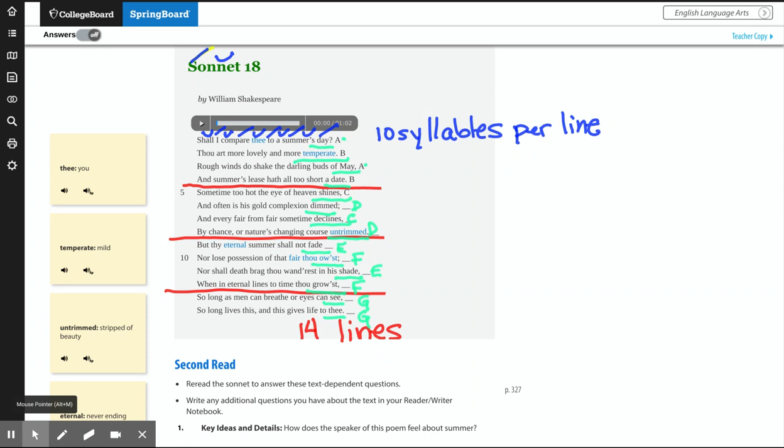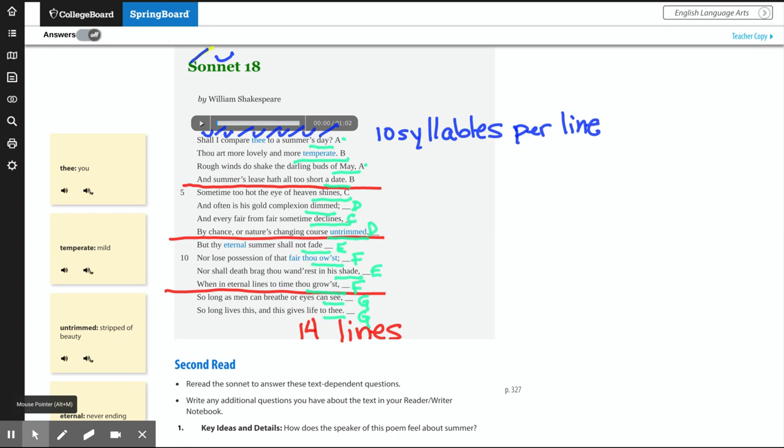is talking about it to a person. Would you like me to compare you to summer? Because I think you're prettier, and I think you're calmer, more moderate, more steady. Yeah, in May, there are rough winds, and summer is short. So are you sure you want me to compare you to summer? Because it has all these problems, right? So in this first quatrain, he is questioning. He's actually speaking to the reader and questioning whoever this is written for.